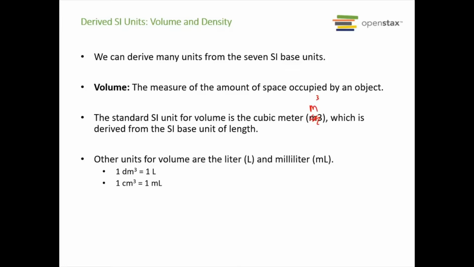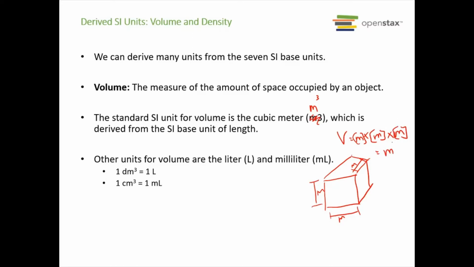Okay. And the way that we get this is when you measure, for instance, let's say we have a cube. I know I'm bad at art, but we measure its length, its width, and height. Okay, each one in meters. And to find the volume of this, it's length times width times height. And our units can be multiplied and divided. So we have meters times meters times meters. So we get cubic meters.